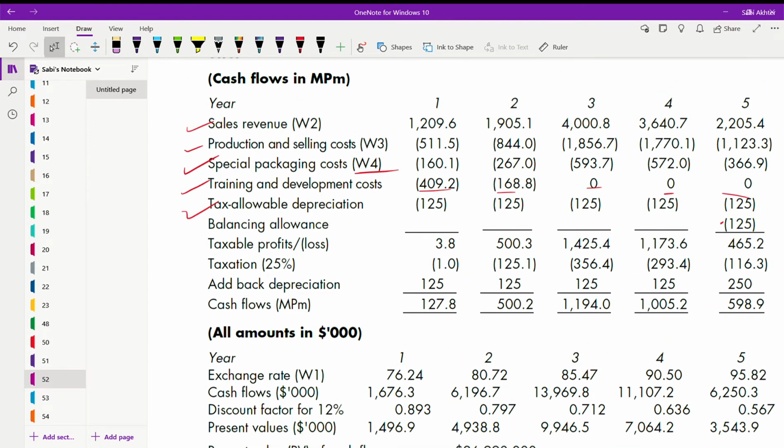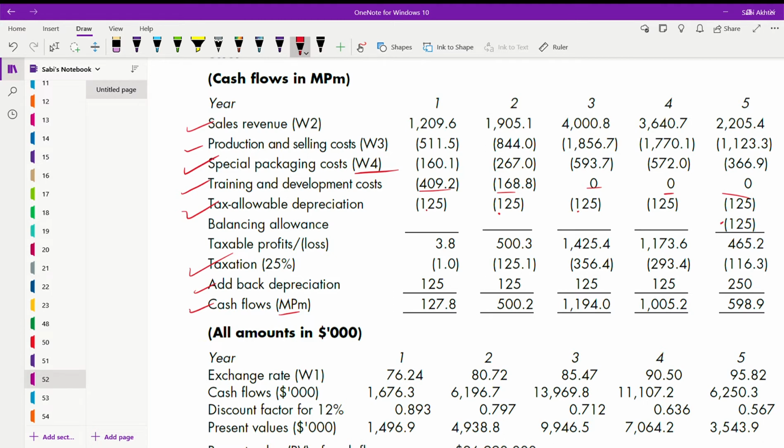So when you add all this, the tax allowable depreciation should equal the asset on which you have taken tax allowable depreciation. Don't forget to add it back. Then taxable profit comes, then you need to deduct your tax, then add back your depreciation, and finally you get the cash flow, but in this currency.